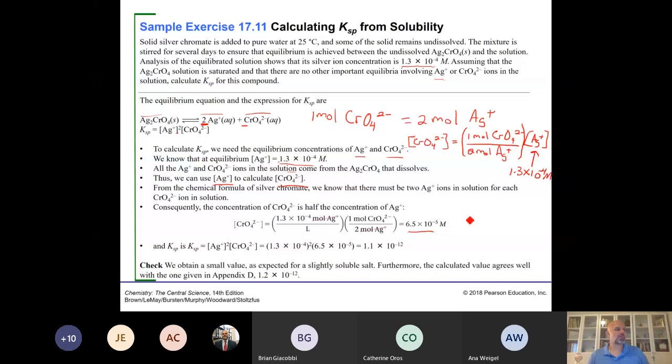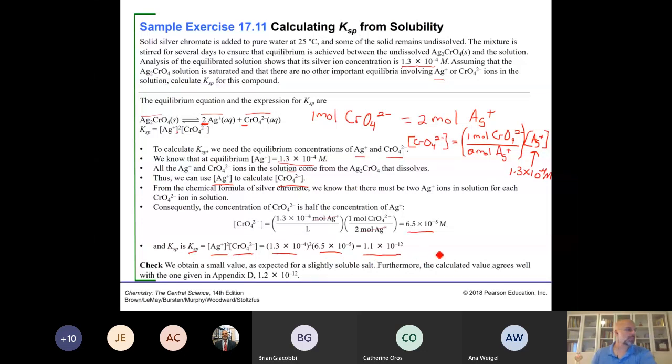So we can actually figure out our KSP. Our KSP is just going to be equal to the silver ion concentration squared times the chromate ion concentration. So we just plug those numbers in, do the math, and our KSP is 1.1 times 10 to the minus 12.